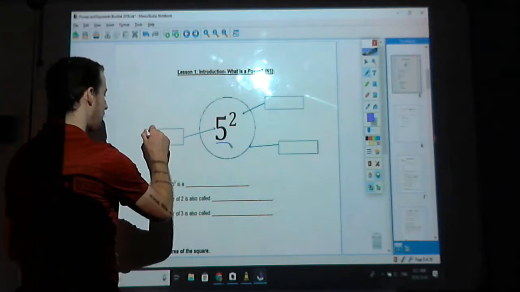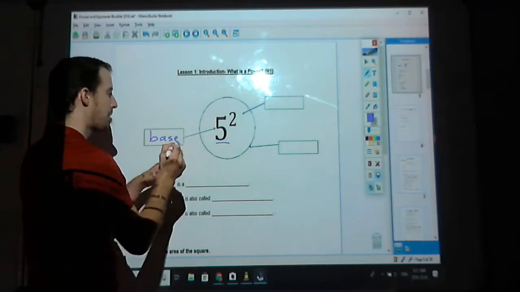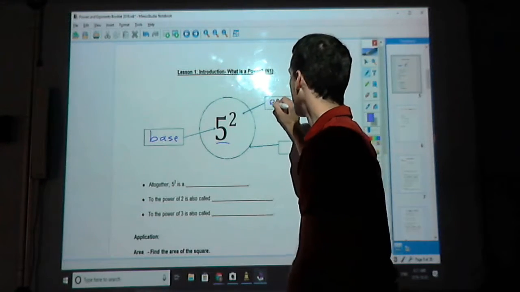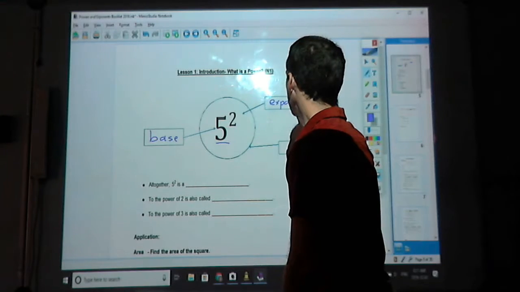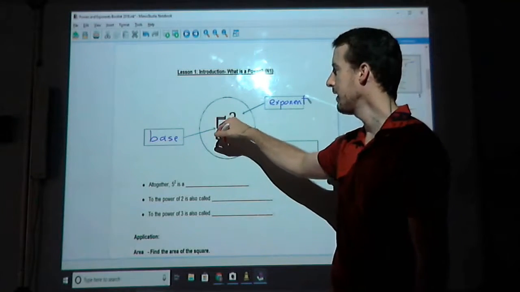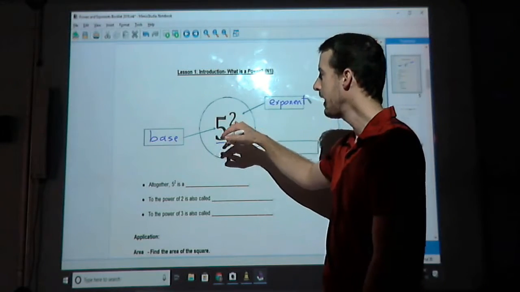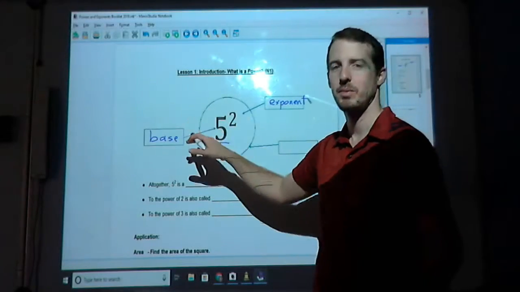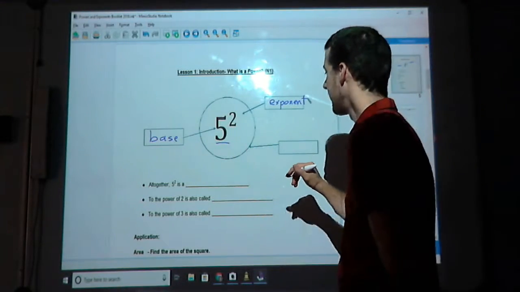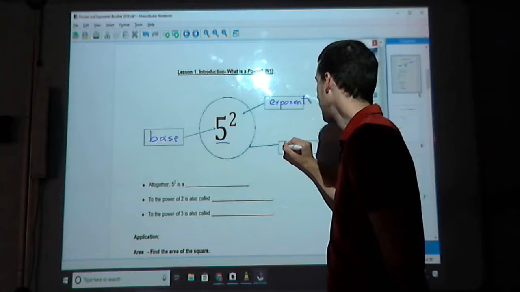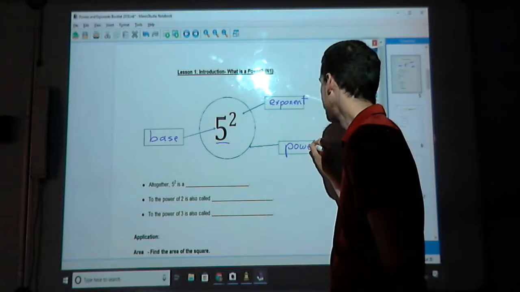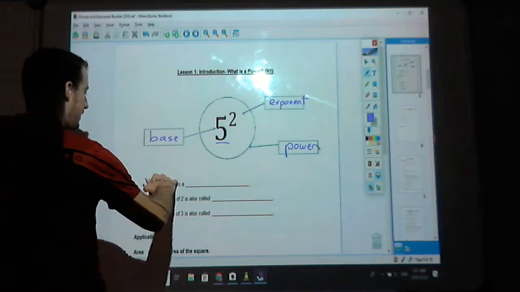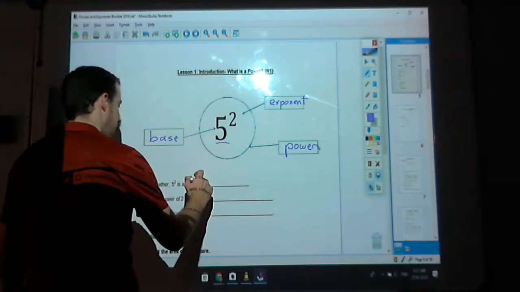The first thing is our base. This is what number we're going to be multiplying by itself, okay? Then we have what we call our exponent. The exponent's that little number that's above the base. It's much smaller, and it tells us how many times this number is multiplying itself. And then everything together is what we call a power. So for example here, altogether 5 squared is a power.